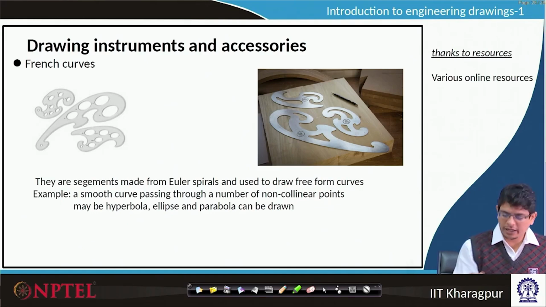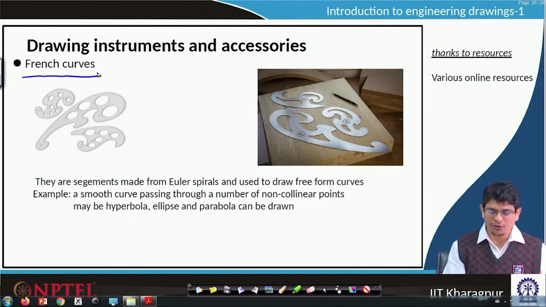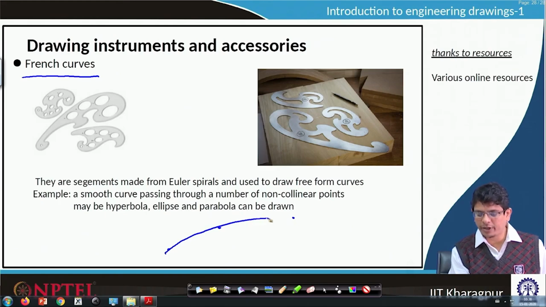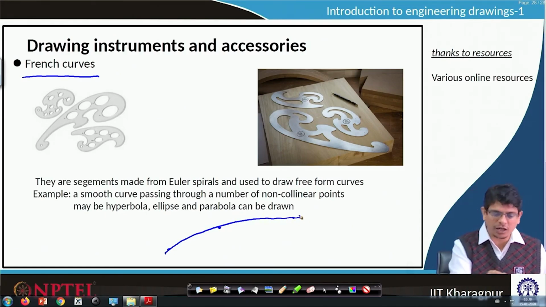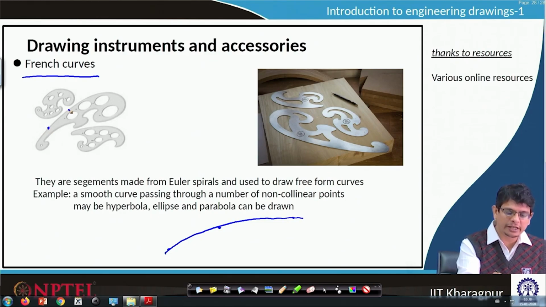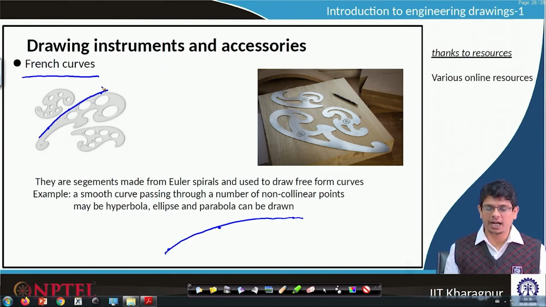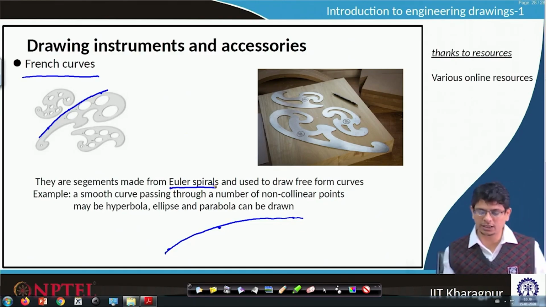Now, we will learn about French curves. For example, if I have 3 data points, one can draw an arbitrary freehand sketch like that, or perhaps use a French curve so that the points can pass through that curve and be connected by a nice smooth line. For that purpose, we require these French curves, and these French curves are segments made from Euler spirals.